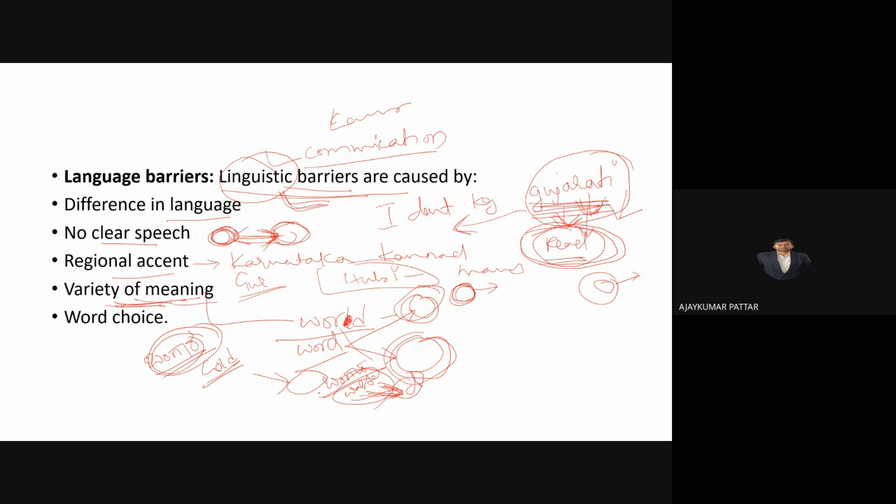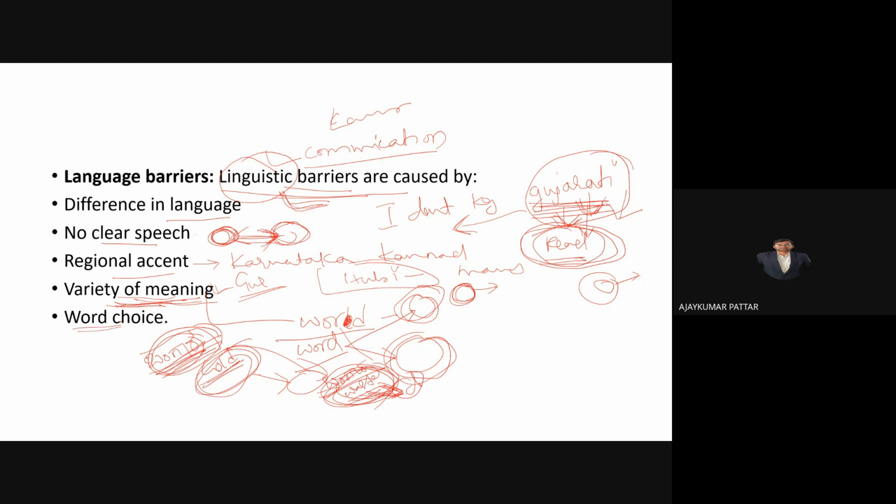That is also a barrier for communication. While I am speaking, I am telling Bangara to this person, and he is wondering why I am speaking about waste. But I am speaking about gold, because Bangara indicates gold in my region. So this type of variety of meaning acts as a barrier in effective communication.